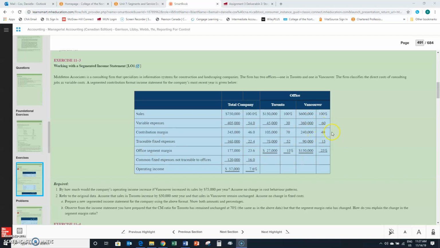So our contribution margin here is 40%. So the costs are going to behave the same. As sales increase, the variable costs are going to increase by the same percentage, 60% of sales, and our contribution margin is going to be 40% of sales. So all we need to do here is multiply the increase of $75,000 by our contribution margin of 40%, because our fixed expenses are going to stay at 90.